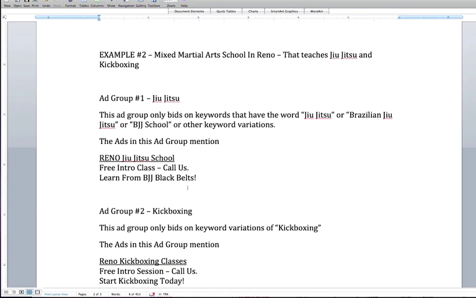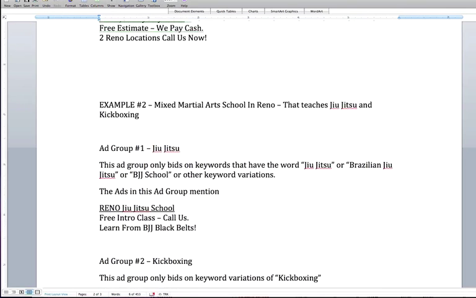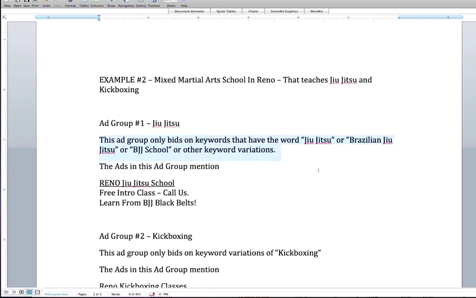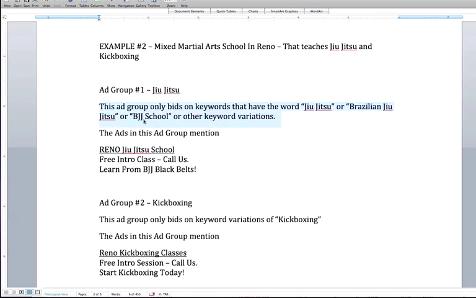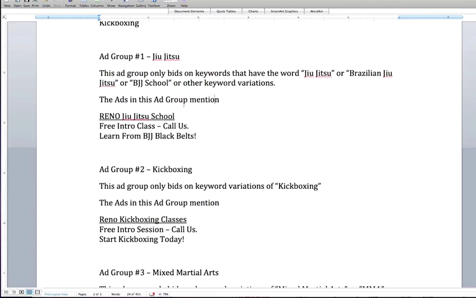So some people might be typing in jiu-jitsu. So first ad group, jiu-jitsu. This ad group only bids on keywords that have the word jiu-jitsu or Brazilian jiu-jitsu or BJJ school. A lot of jiu-jitsu people type in BJJ, short for Brazilian jiu-jitsu, or other keyword variations. And the ads in this ad group, again, would mention something like Reno Jiu-Jitsu School, right? Mentioning jiu-jitsu. Free intro class, call us. Learn from BJJ black belts, okay? A benefit, has a call to action, free intro class.